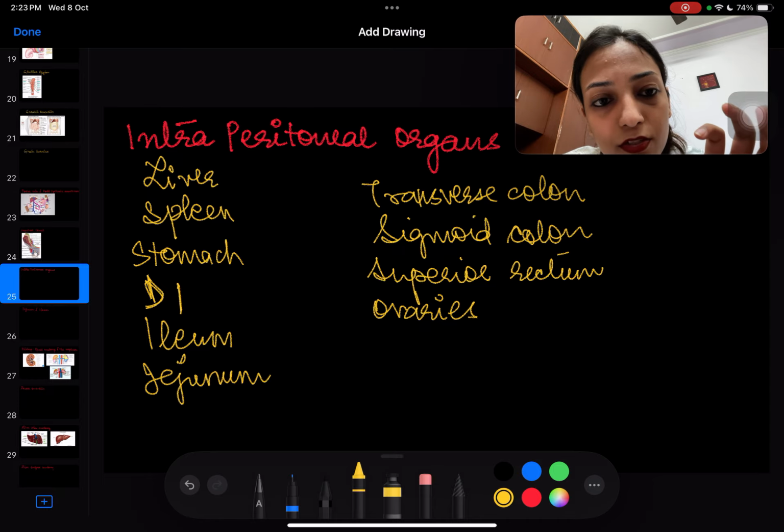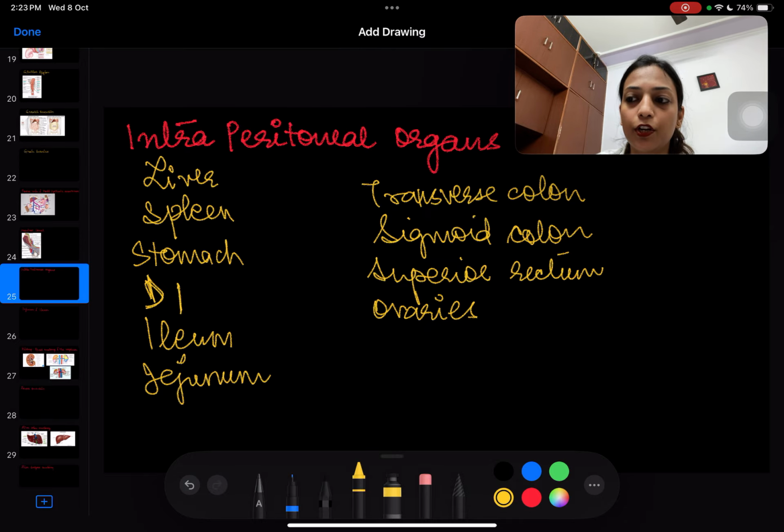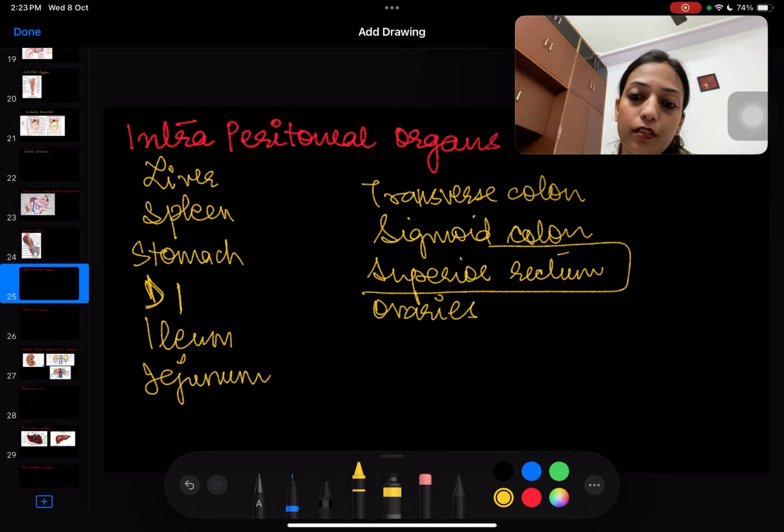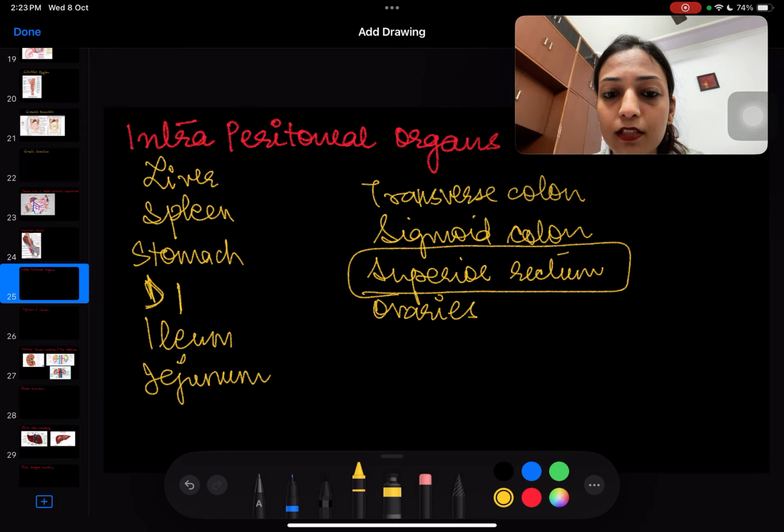These are the list of intraperitoneal organs. Do we understand this here? Okay, inferior part of rectum. Superior rectum is intraperitoneal, but inferior part of rectum is retroperitoneal. I hope that makes sense to you.